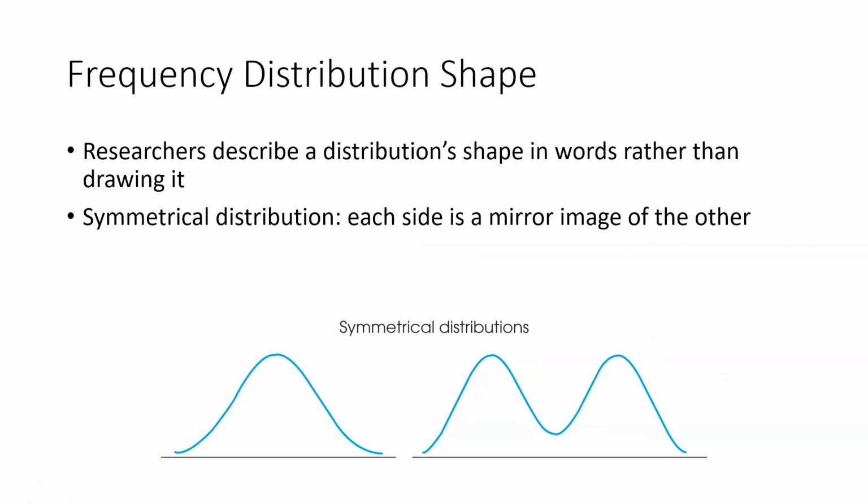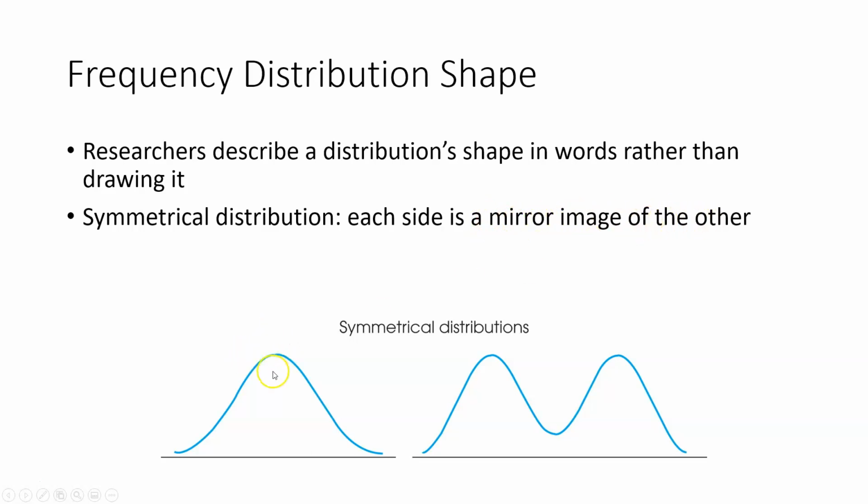Researchers often describe a distribution's shape using words rather than drawing it, and so it's important that we understand the terms that they'll use in order to describe these distributions. A symmetrical distribution is one that's the same on either side of the middle. In other words, it's a mirror image of each other.